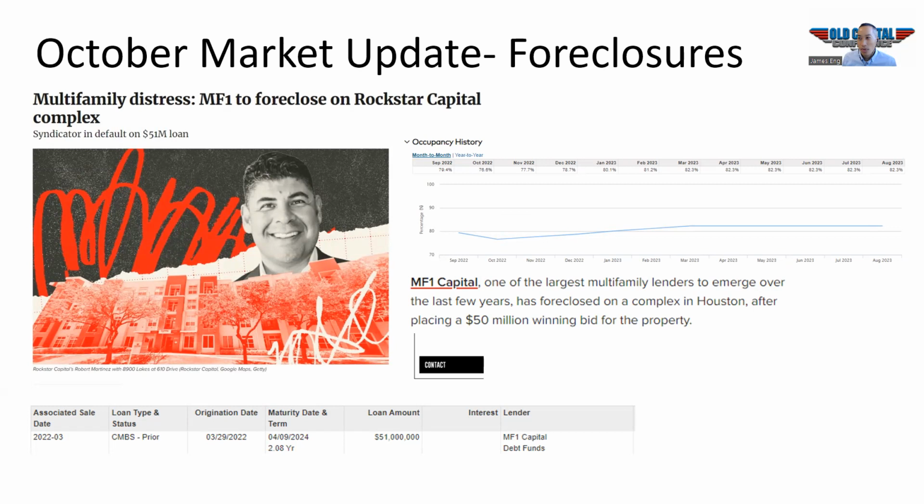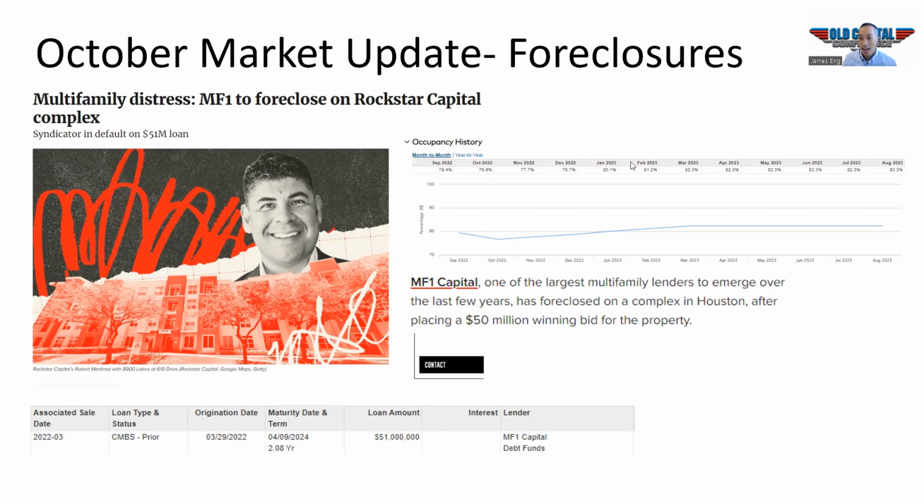So let's get into what we're seeing in the market today. All right, so this is the first one. This has been out maybe a month or so, and this was a syndicator in Houston. They bought the deal in March of 2022. They had a 2-year loan on it, so not until April of 24, a $51 million loan.